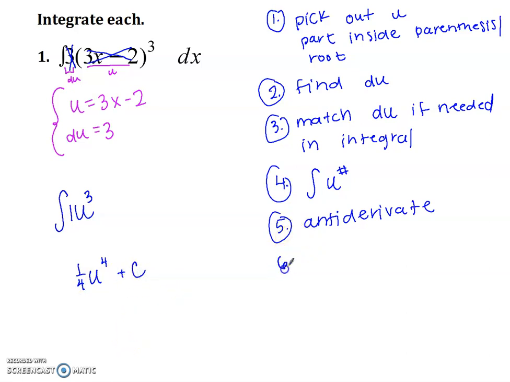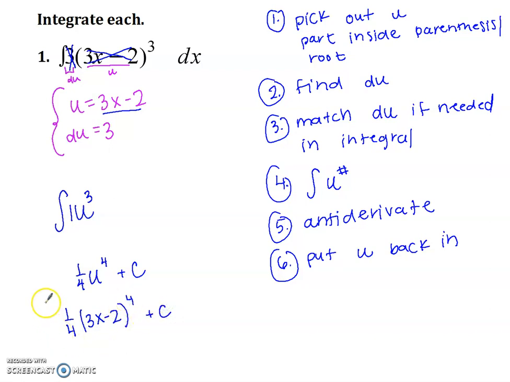And then your very last step is to put whatever we picked out for u back into the equation. So I'm going to replace the u with the 3x minus 2. So that my final answer is going to be not 1/2, but 1/4 times (3x minus 2) to the 4th, and then plus c. Remember, every time you're doing an antiderivative, you get a plus c. And that will be our final answer.